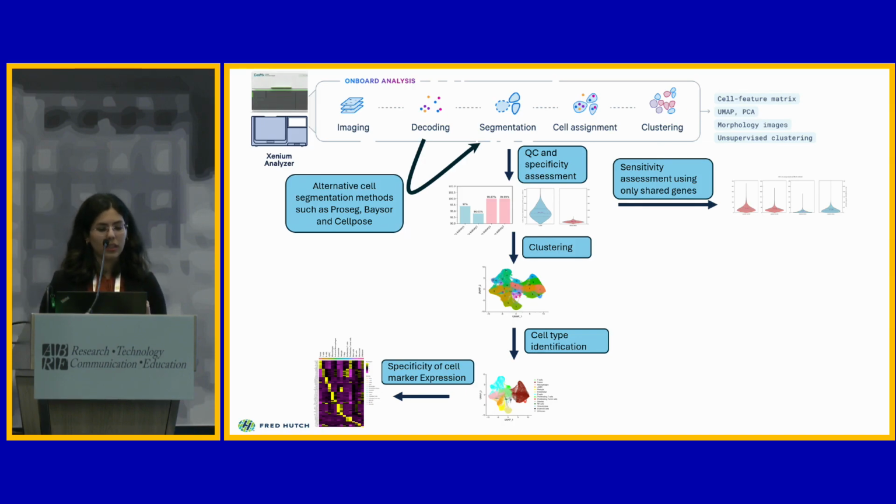So what I want to tell you here is that you always have the option to get the decoding data and go with your other alternative cell segmentation methods. There are a lot of them out there that are well-known, like Baysor and Cellpose. There is another one, ProSeg, that we developed internally at Fred Hutch that I will talk about. For the sake of these first slides, I'm actually going with the segmentation that comes from the instrument, each one of them, just to see how their segmentation also performs. And we do some QC and look at the sensitivity and specificity, and then clustering, cell type identification, and looking at the markers that are expressed differentially.